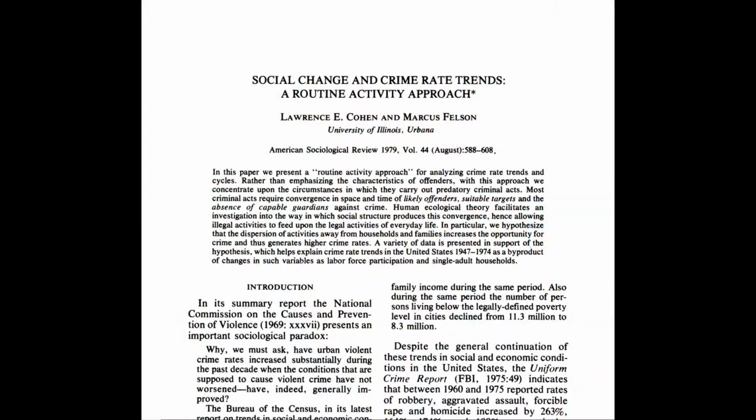Routine activities theory is a theory that tries to explain why crime happens. It is very well known in the fields of criminology and sociology and was originally developed by Cohen and Felson. In 1979 they published a now famous article where they proposed the central idea of the theory. So what does routine activities theory say?